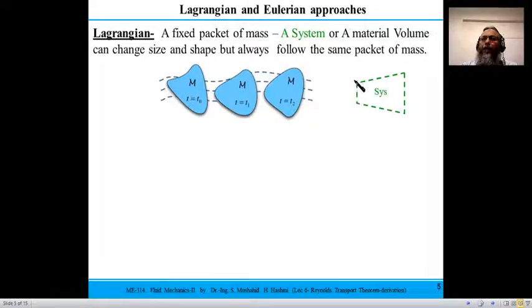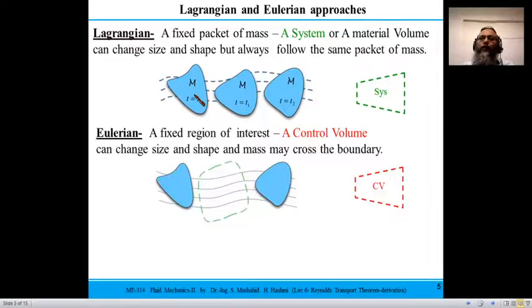Every time the same mass is there. You can think of a dye when the fluid is flowing, and you are just an observer. As the fluid is moving, the dye is moving, but every time the entity of the dye remains the same. So we are actually following the path of the fluid particle. That is the essence of this Lagrangian approach.